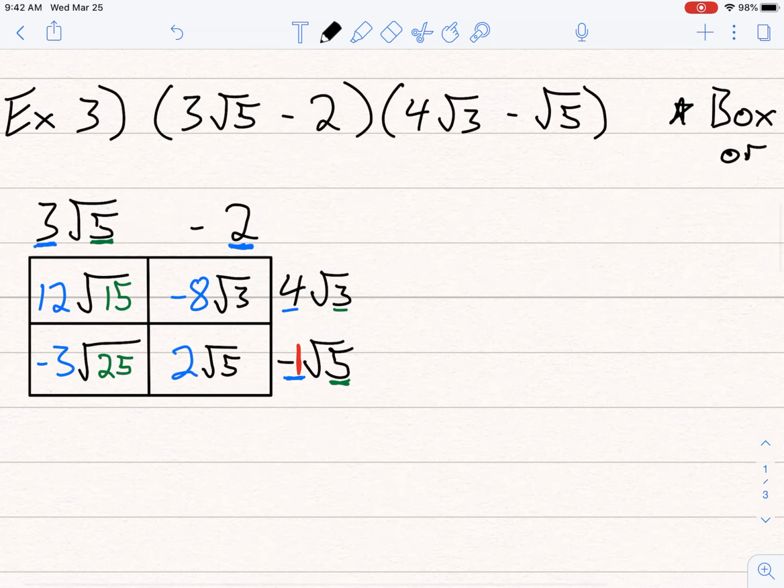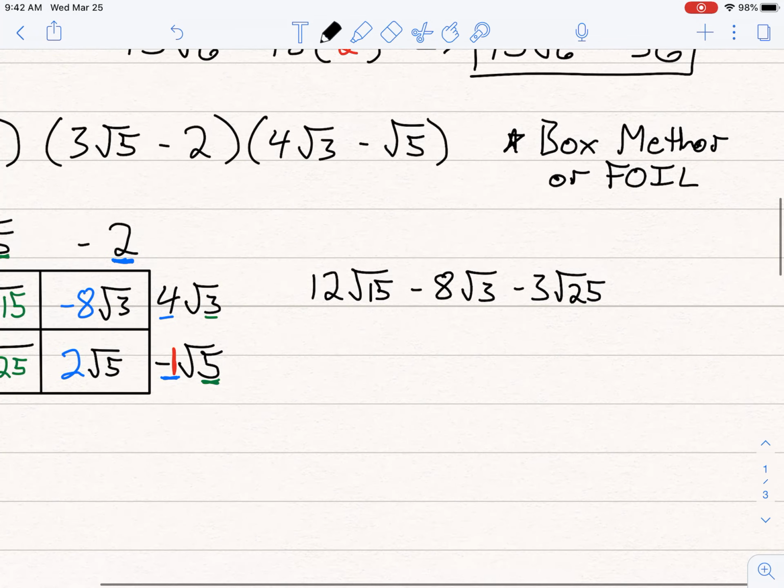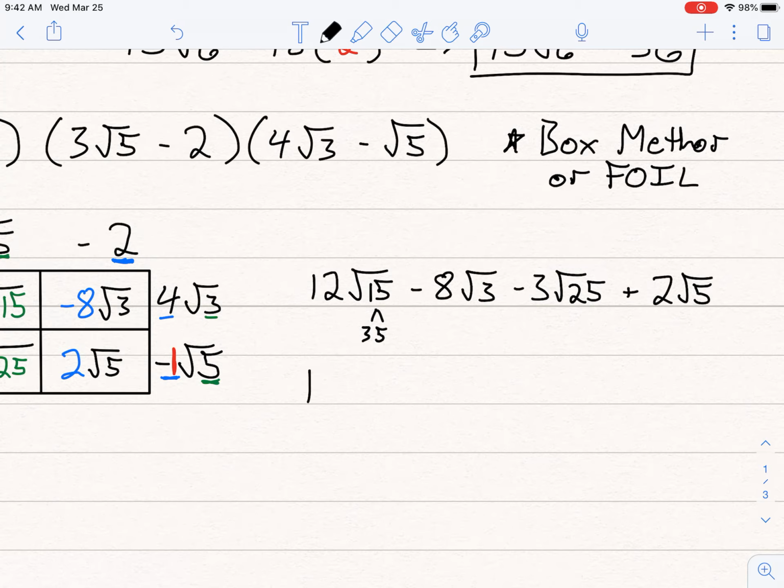So over here, I've got all of my expressions. Let's rewrite them, and it doesn't necessarily matter the order here. So I have 12 square root of 15 minus 8 square root of 3 minus 3 square root of 25, and then plus 2 square root of 5. Now, I don't want to leave it like this because there are radicals that can be simplified. Now, this 15, that would break down into 3 and 5, so none of those having pairs, so that's going to stay as is. That would be 12 square root 15. There's nowhere for that one to go.